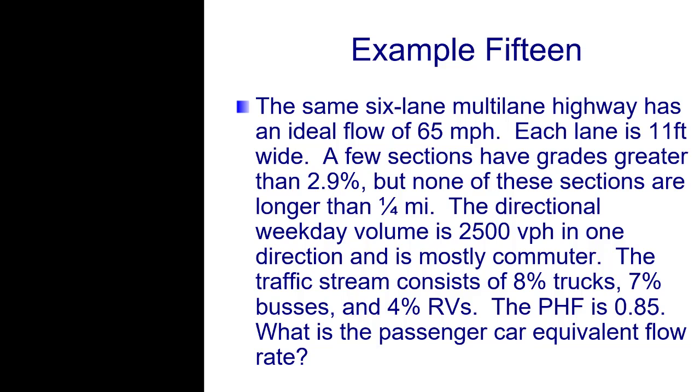mostly commuter. The traffic stream consists of 8% trucks, 7% buses, and 4% RVs. The peak hour factor is 0.85. What is the passenger car equivalent flow rate? I would also encourage you to go back to your notes and look at how to calculate peak hour factor. Peak hour factors are never greater than 1, and it's very uncommon to see a peak hour factor below, say, 0.7.